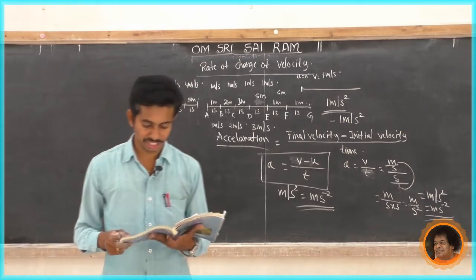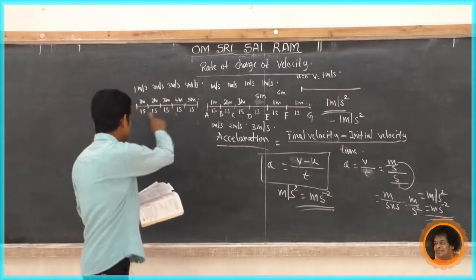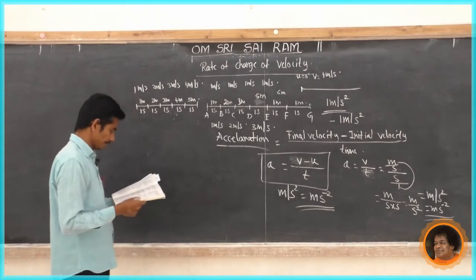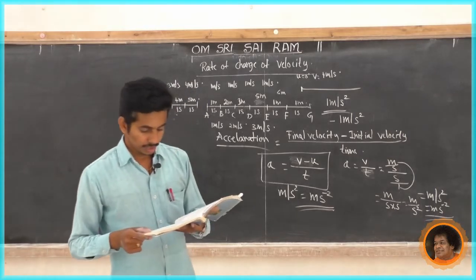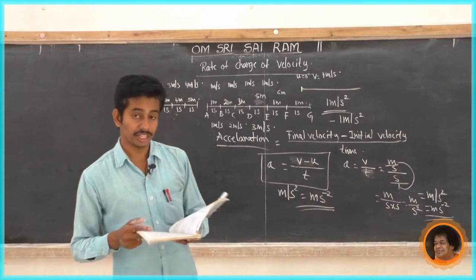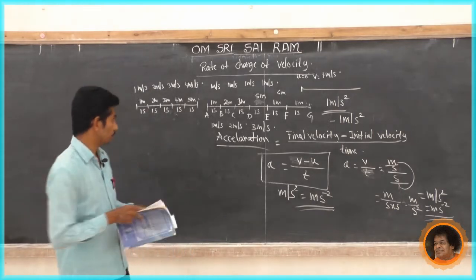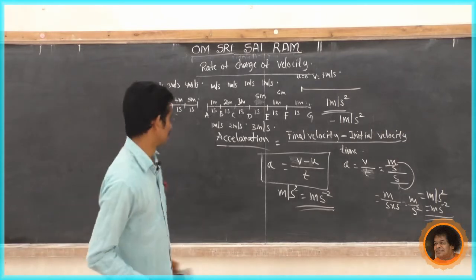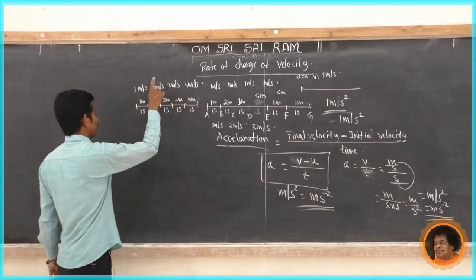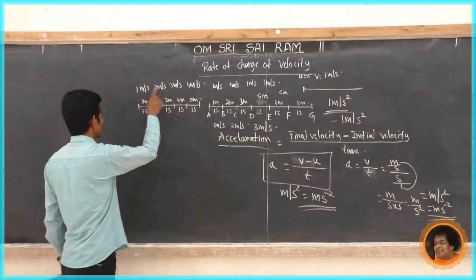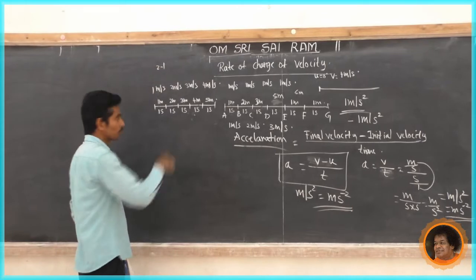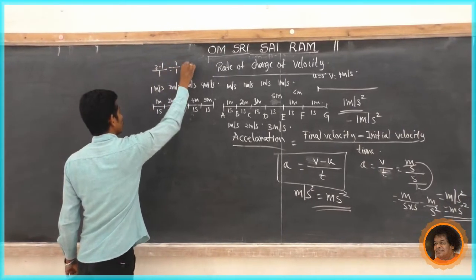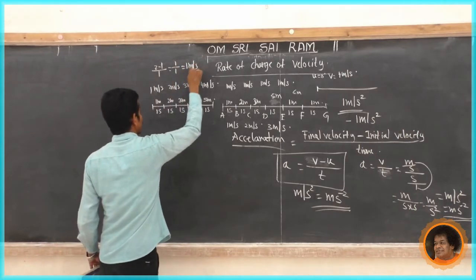Velocity is increasing. If an object travels in a straight line and its velocity increases or decreases by equal amounts in equal intervals of time, then the acceleration of the object is said to be uniform. Now tell me, what is acceleration? Acceleration means final velocity minus initial velocity divided by time. 2 minus 1, divided by the time taken, 1. So 1 by 1 is 1. So 1 meter per second squared.